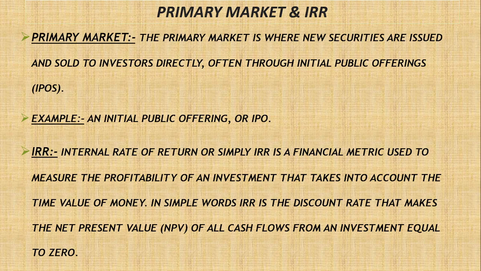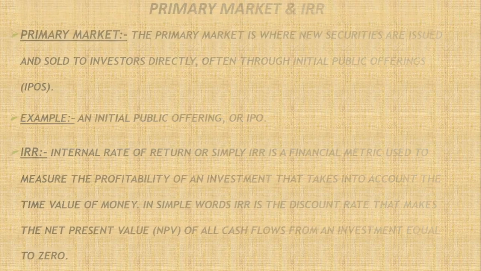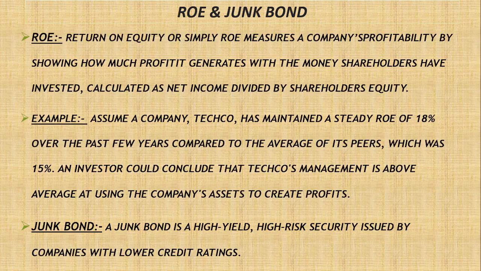IRR, internal rate of return, or simply IRR, is a financial metric used to measure the profitability of an investment that takes into account the time value of money. In simple words, IRR is the discount rate that makes the net present value, that's NPV, of all cash flows from an investment equal to zero. ROE and junk bond. ROE, return on equity, or simply ROE, measures a company's profitability by showing how much profit it generates with the money shareholders have invested, calculated as net income divided by shareholders' equity.